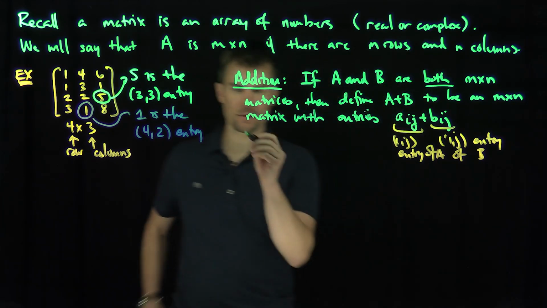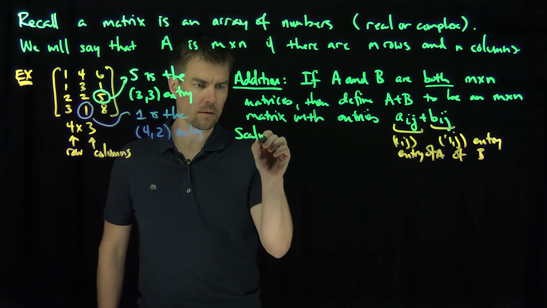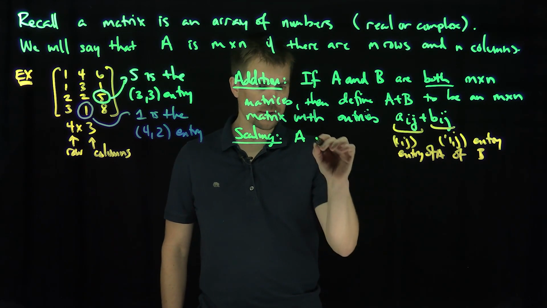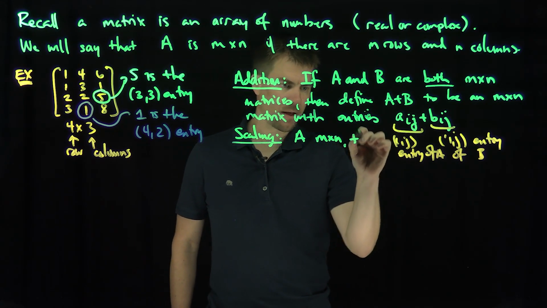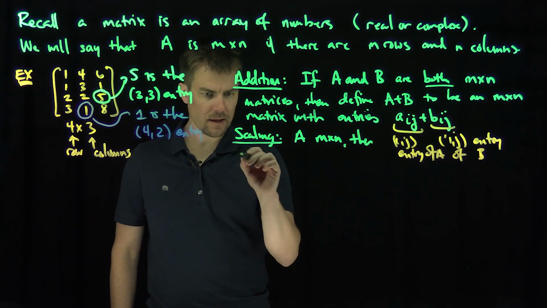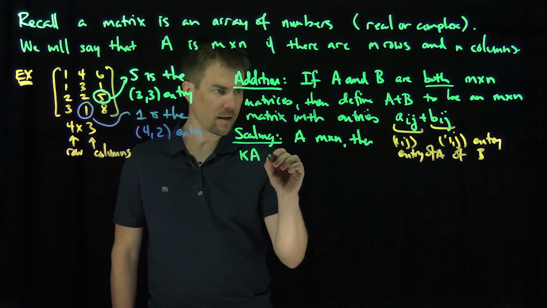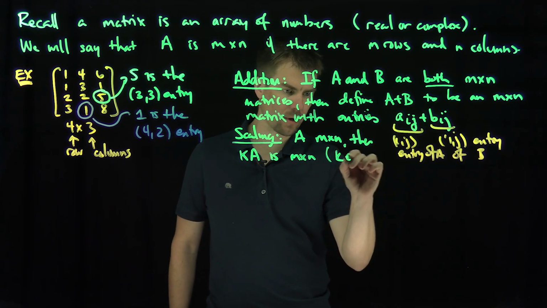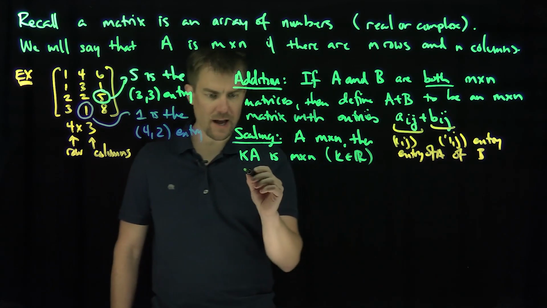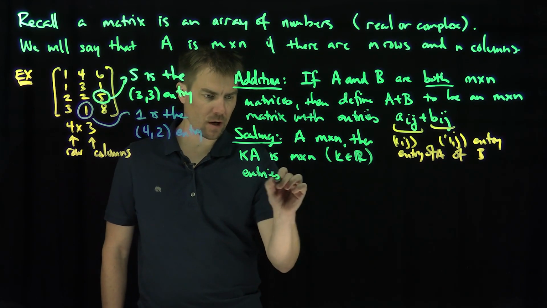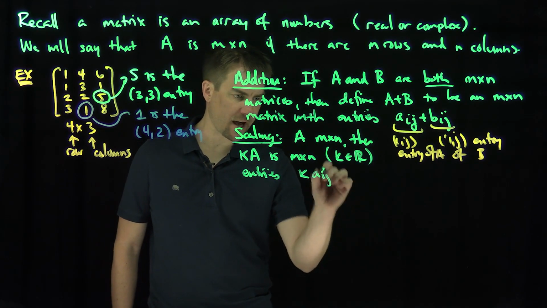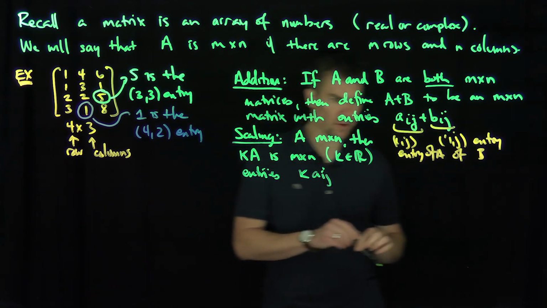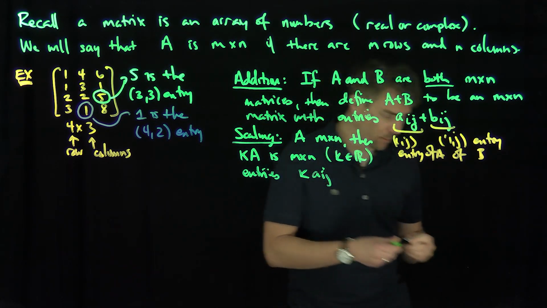Similarly, for scaling, if A is m by n, then kA is m by n, and here this k is just a real number. And the entries are what? The entries are just k times a_ij. You multiply the corresponding entry by k, okay? So let's do an example. This is actually really simple to do.